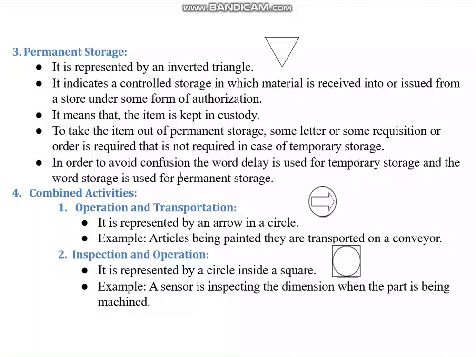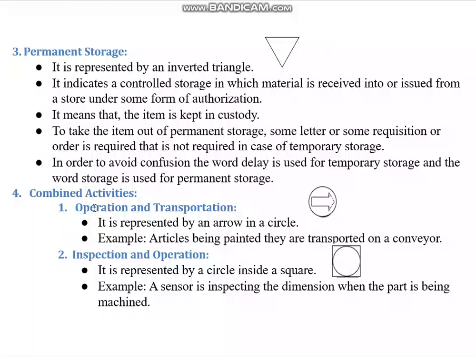So in order to avoid confusion, the word delay is used instead of temporary storage, because if both are storages, there will be confusion. So one is delay, the other is permanent storage. For delay, we use the capital letter D. For permanent storage, we use the inverted triangle.